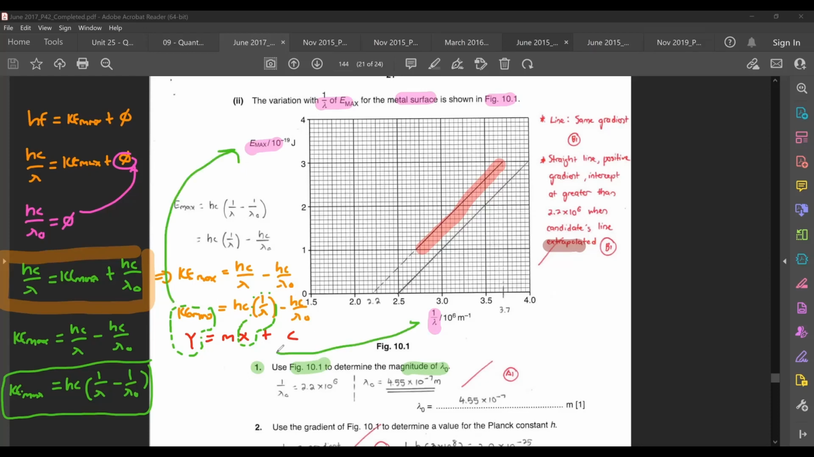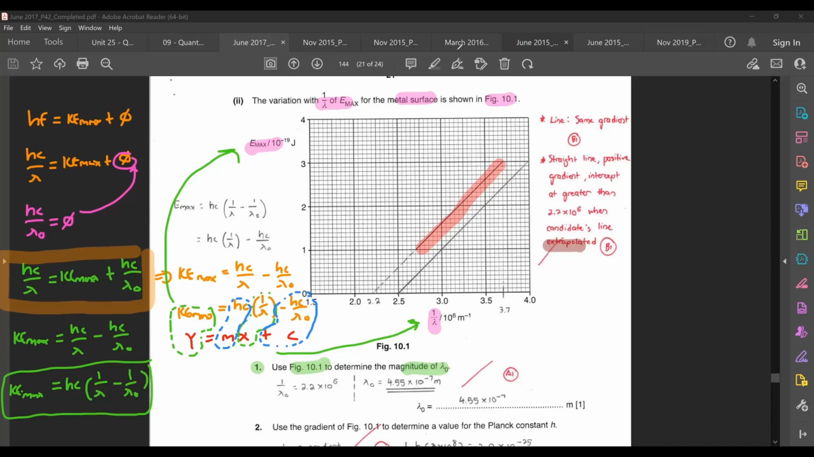So from there you can conclude that your gradient is going to be hc. Let me just rewrite this. Your gradient is hc, and your y-intercept is going to be negative hc over lambda naught. Right now they want you to determine the magnitude of lambda naught.